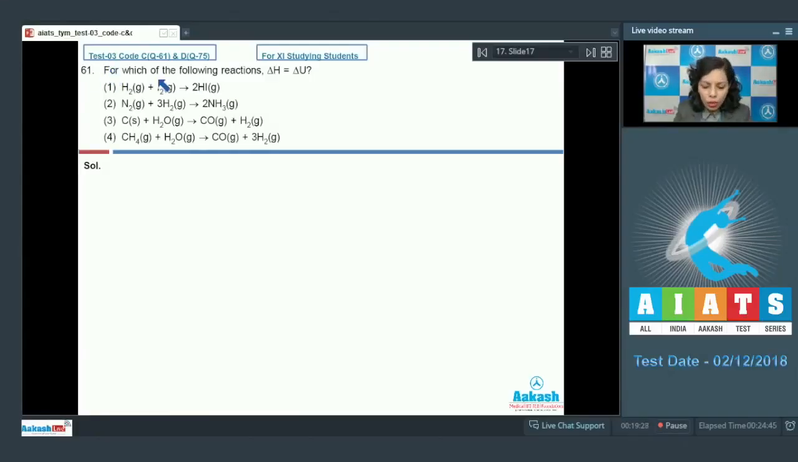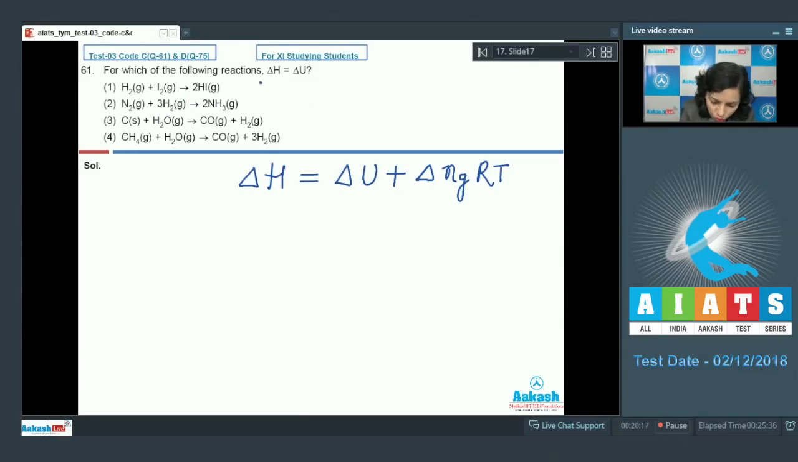Question number 61. For which of the following reactions is the delta H value equal to the delta U value? You should know that delta H is equal to delta U plus delta ng RT. It means you just have to find out this delta n value for the gaseous molecules. So in the given reactions, we have to check this delta ng value. For the first reaction, delta ng is equal to 0. For the second reaction, if you find out, the delta ng value is minus 2.